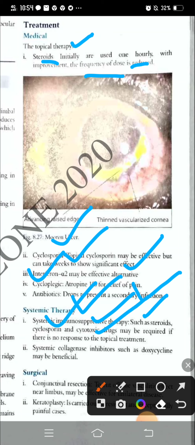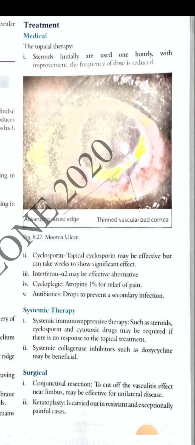As you know, collagenase was the major enzyme producing the destruction in the cornea. So if we give collagenase inhibitors like tetracycline or doxycycline, this condition can be prevented. But is it a permanent treatment? If you give steroids and immunosuppressive drugs, is the condition completely relieved? No. What would happen to the already damaged cornea? In order to cure the already damaged cornea, we will do conjunctival resection.